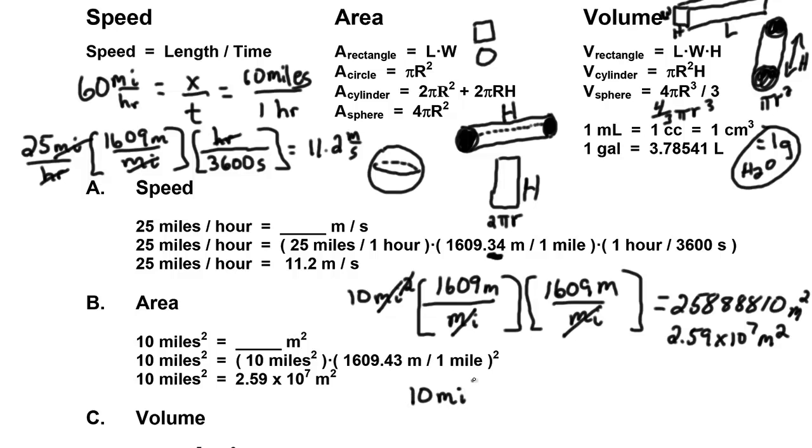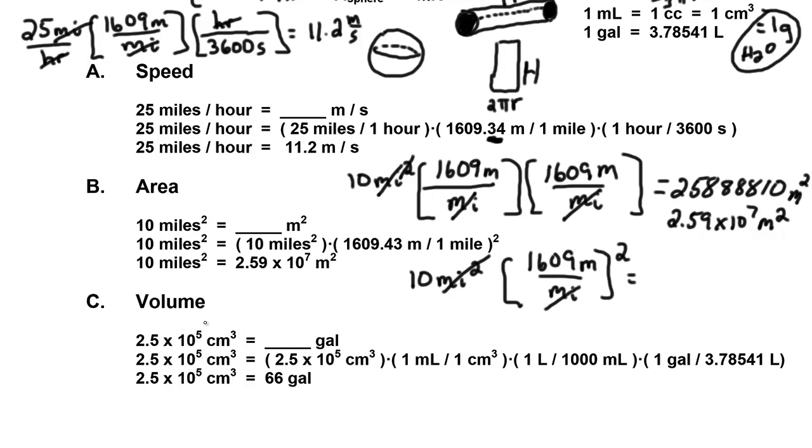So you can write it like this, or you could write it like this: 10 miles square, and we have 1609 meters in a mile, and we can just square it like that and we'll get the same result. Notice that the miles in the denominator is going to be squared, so that'll cancel with that. So we'll be left with units of meters square.